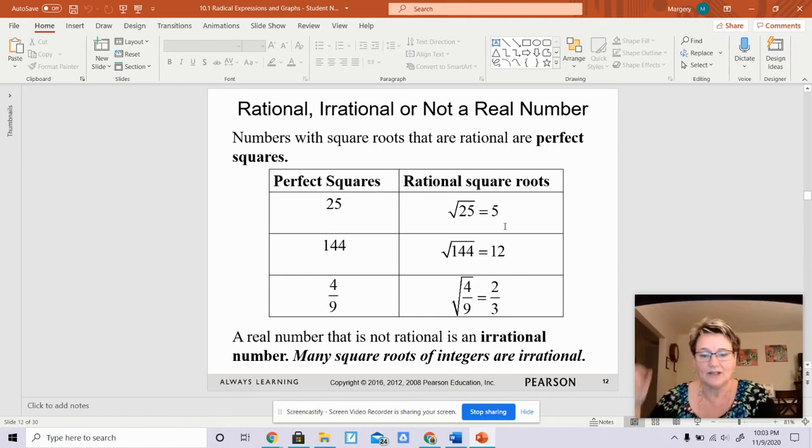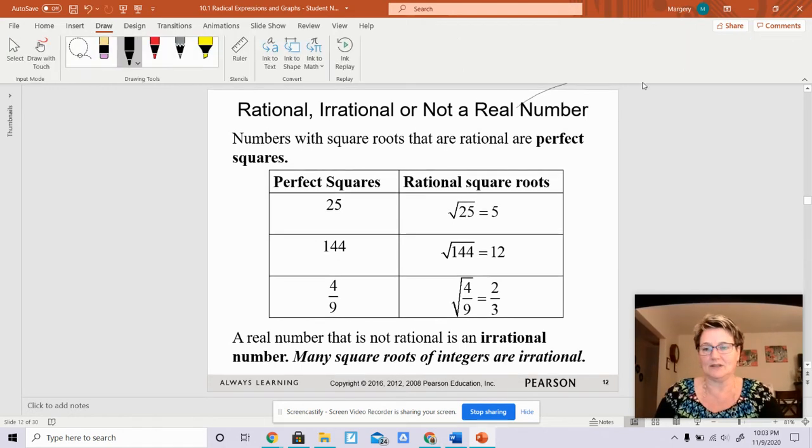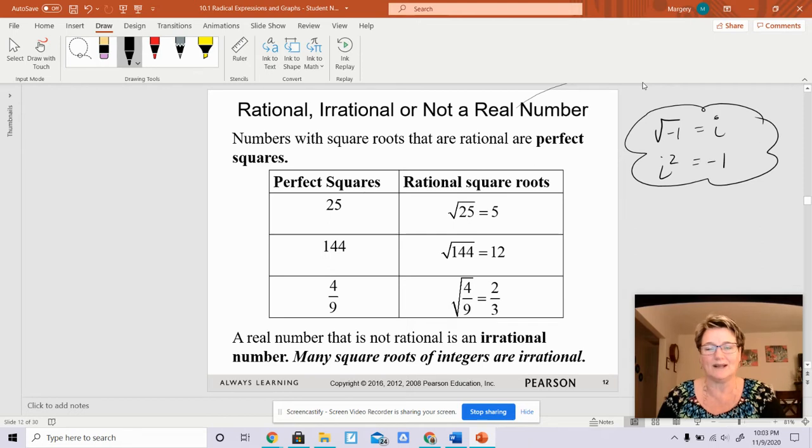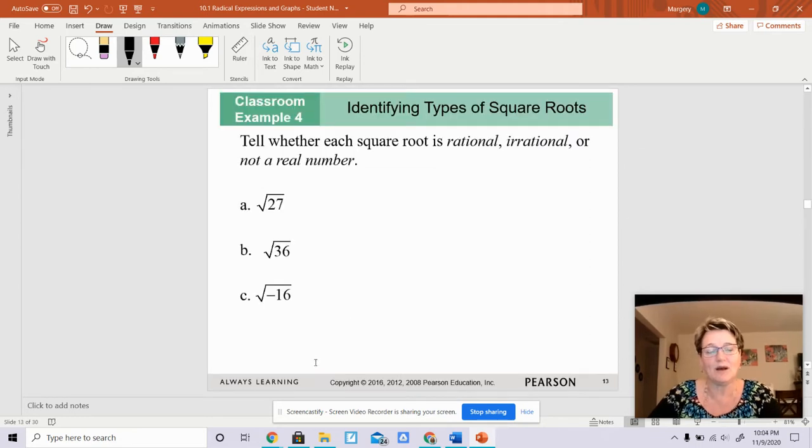imaginary number. Let me just show you, just to make sure you guys remember. Remember, the square root of -1 is equal to i, and i squared is equal to -1, just to refresh your memory on that from before. So please read the little chart and let's get moving to some problems.